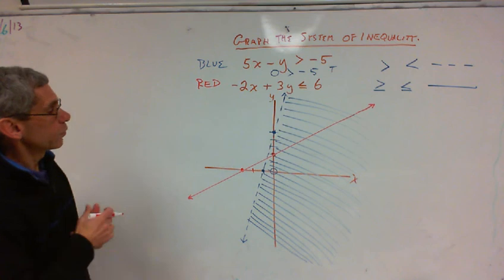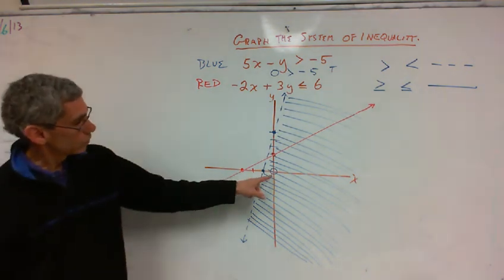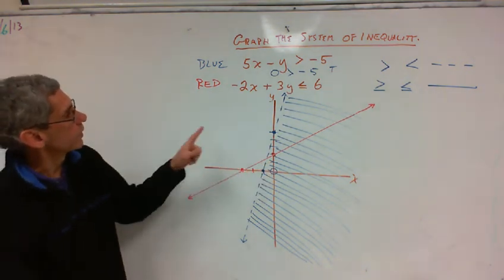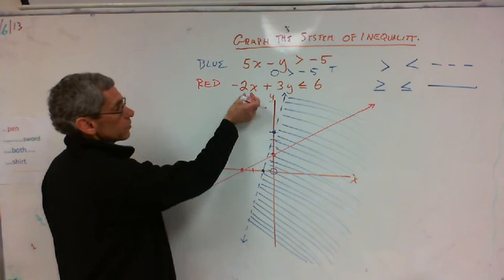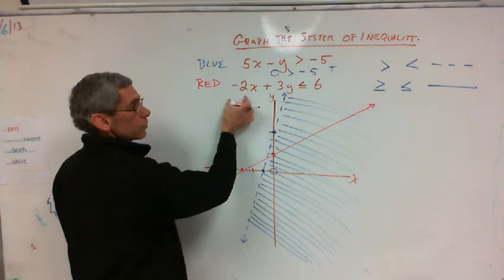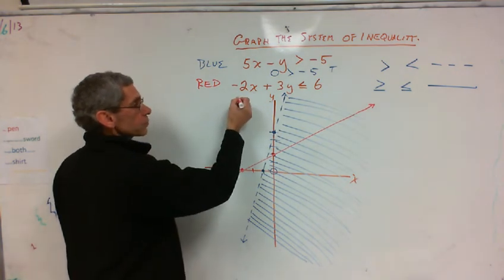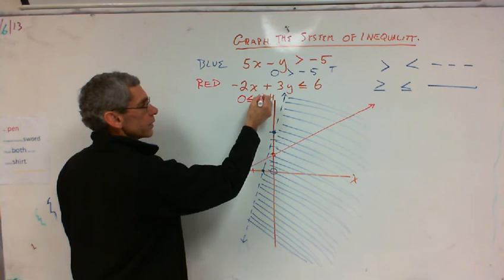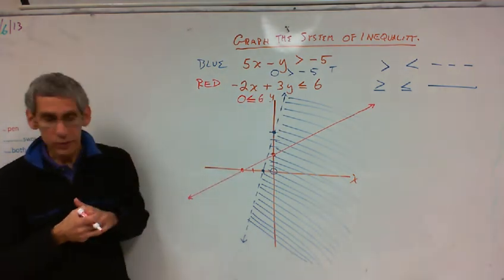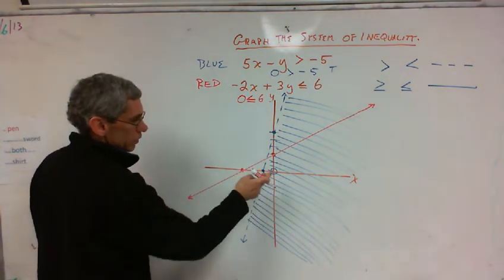And then I've got to figure out which way to shade. Well look, it doesn't go through 0, 0, so I could choose 0, 0. That'd be easy. So I plug in 0 for x and 0 for y. That just equals 0. So 0 is less than or equal to 6. Is that true or false? Yeah, true. So I get to shade towards that again.